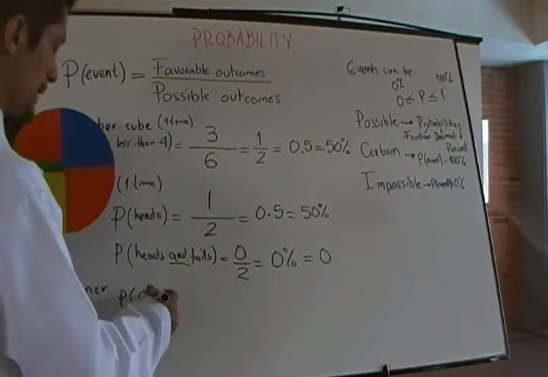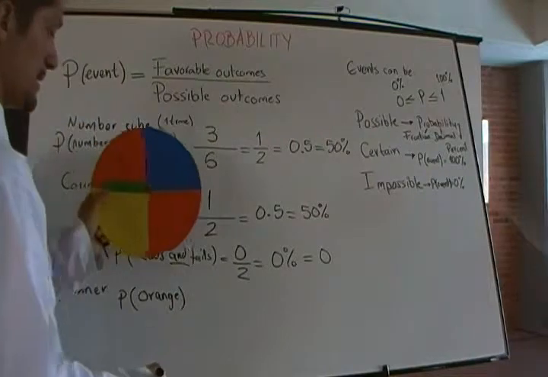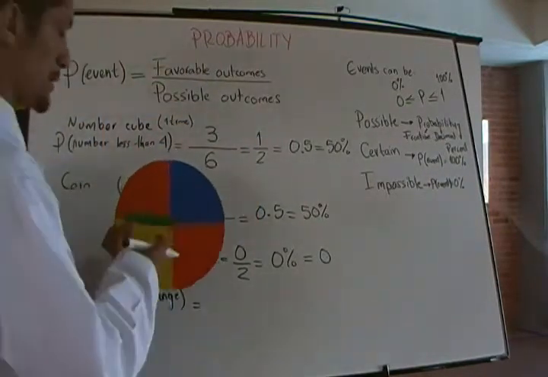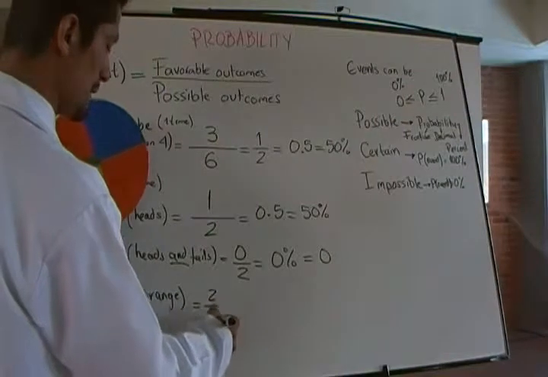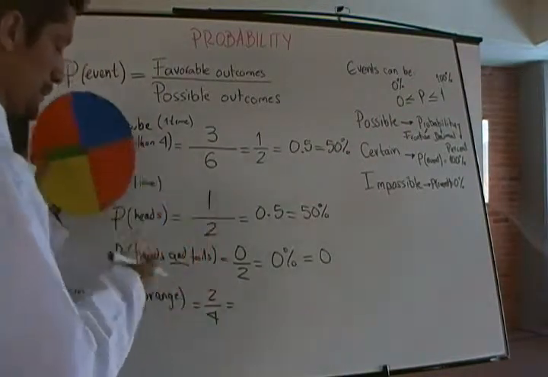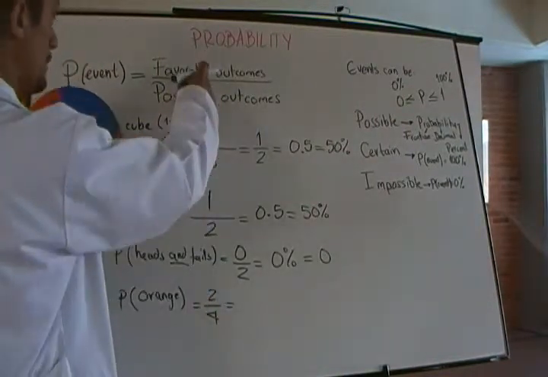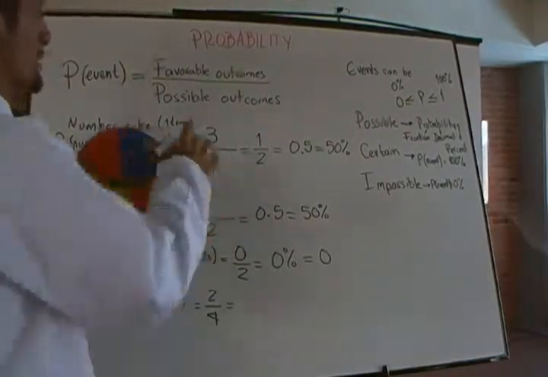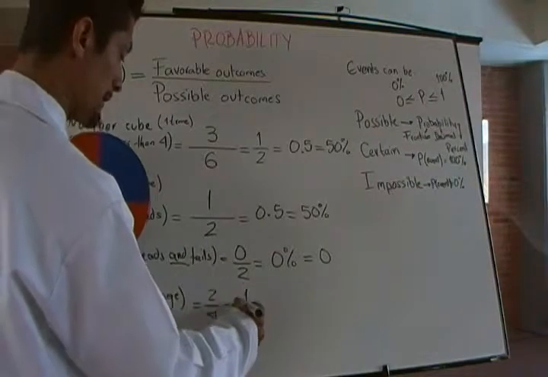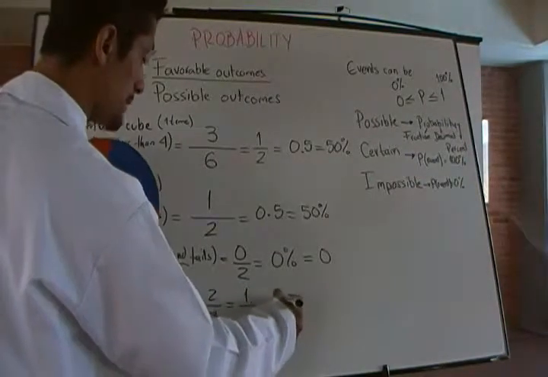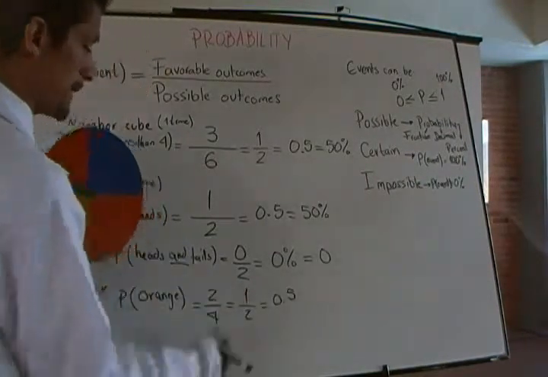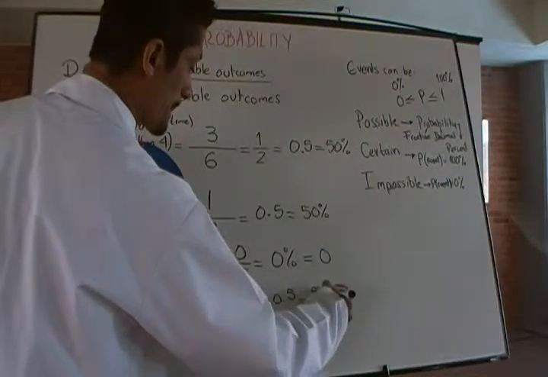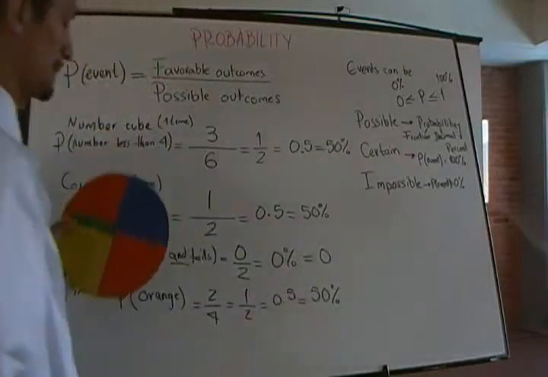Here, for example, if I want to get the probability of getting orange in this specific spinner, I know that 2 out of 4 sections are orange. So 2 are favorable outcomes for orange out of the 4 that I have as possible outcomes. So again, here, this is just a coincidence. So here I have that this one in lowest terms is 1/2, again 5/10 as a decimal and 50%.